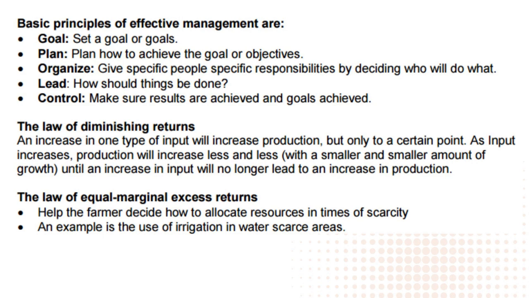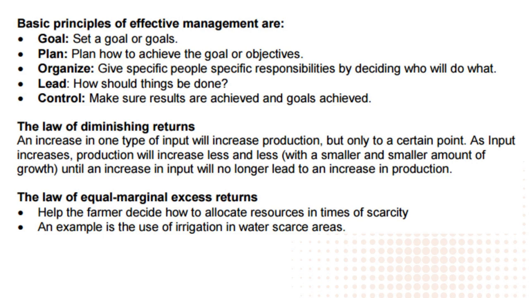The law of diminishing returns. An increase in one type of input will increase production, but only to a certain point. As input increases, production will increase less and less, with a smaller and smaller amount of growth, until an increase in input will no longer lead to an increase in production.